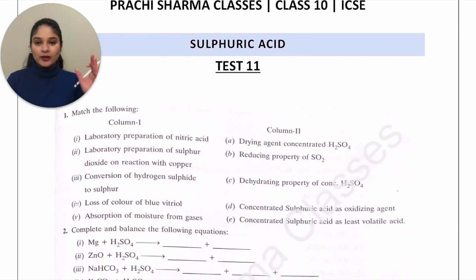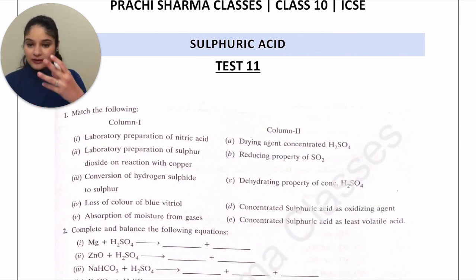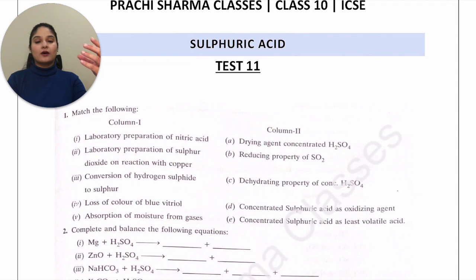You have two columns given. In the first one you have the lab preparation of nitric acid and different things are happening, and on the other side you're supposed to tell us exactly what type of property that particular compound is showing. So for example, if you start with the first one, lab preparation of nitric acid, on the column 2, if you look at the options, you have drying agent, concentrated H2SO4. So is that something related to the lab preparation of nitric acid? So the answer is no.